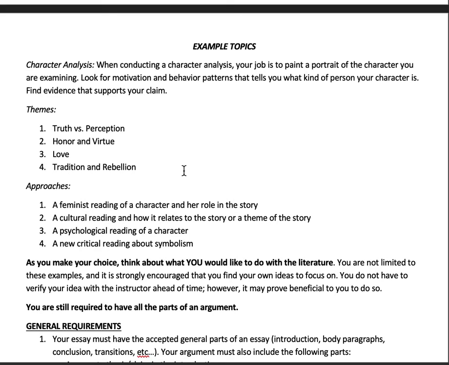Think about things like round or flat. Are they dynamic or static characters? Do they change? Do they not change? What does that signify for us as the reader? You also want to look at how that character conveys certain ideas. What is the author trying to tell us through this character? Is he trying to tell us that, as an unreliable narrator, we have no way of knowing who's telling the truth? Maybe there is no such thing as truth, and that character is showing us that. Or it could be the opposite. Maybe truth wins out every single time, or honesty wins out, or honor wins out.